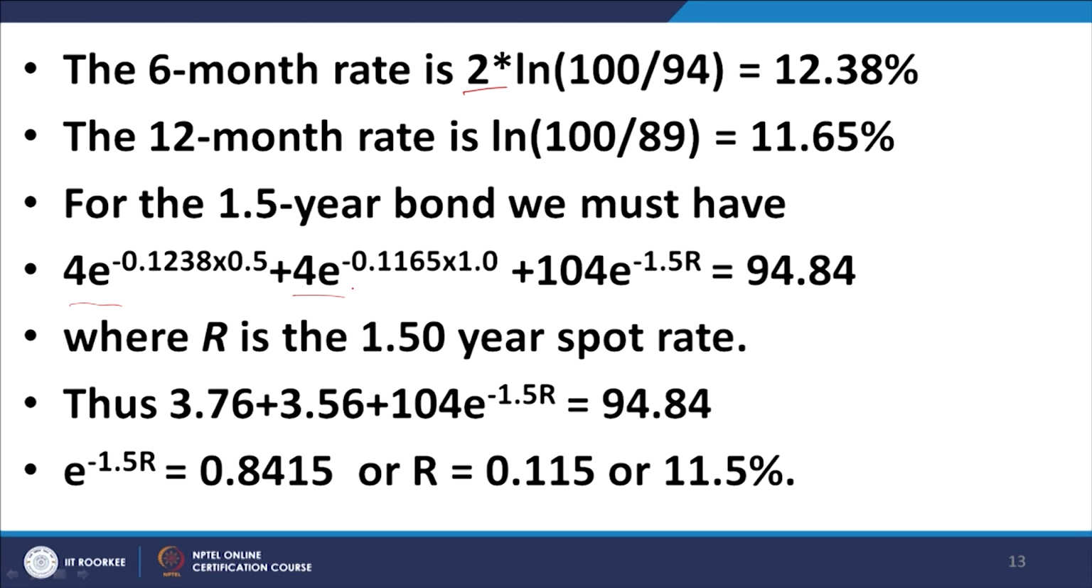Please note the rates are already available with us. The 6 month rate is 12.38%, the 1 year rate is 11.65%. So, the first cash flow of 4 is discounted at 12.38%, the second cash flow is discounted at 11.65%, and the third cash flow of 104, which occurs at t equal to 1.5 years, is discounted at r. And when we equate this to the current market price and solve the expression for r, what we get is r is equal to 11.5%.